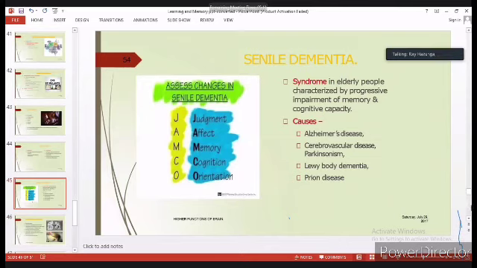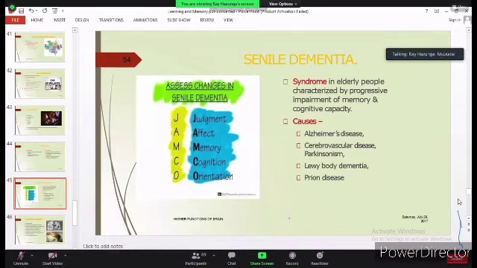So senile dementia is mostly to do with elderly people, and the commonest causes are Alzheimer's disease, strokes, Parkinson's disease.